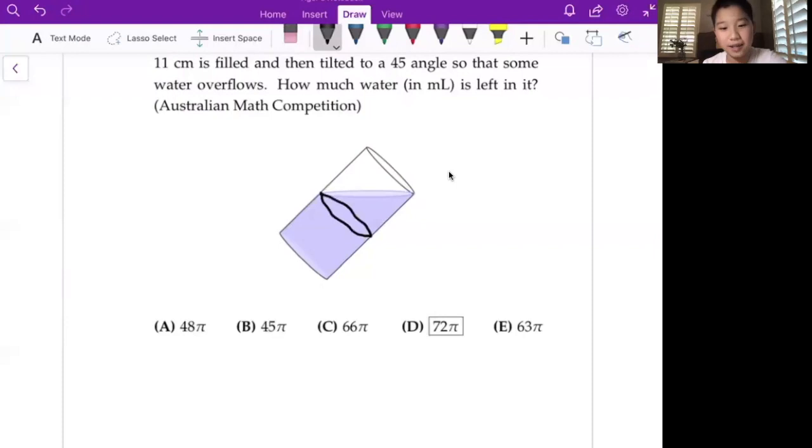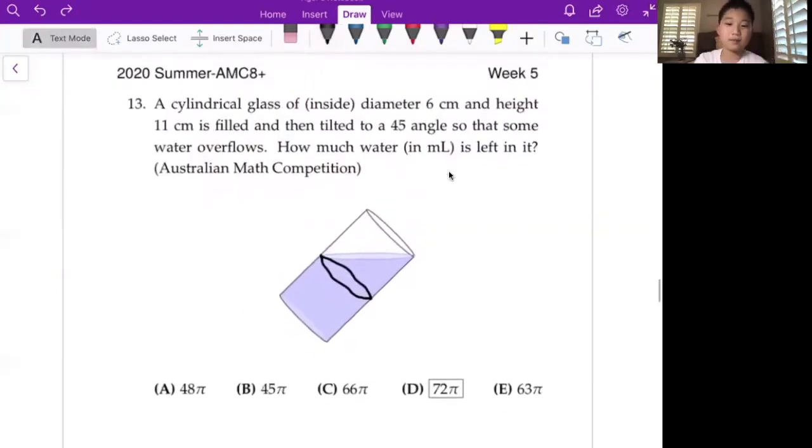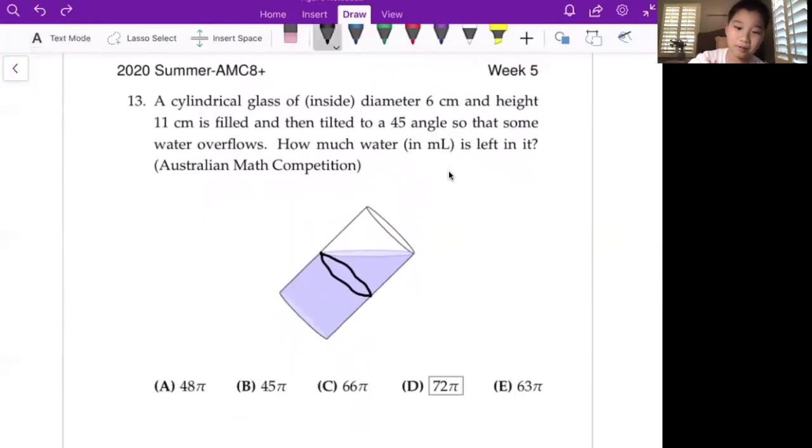Yeah, this is it. And you notice that this is exactly half of the whole thing, of this whole cylinder. So how can we calculate the area of this? Well, we don't know the side length. We don't know the radius or the height.